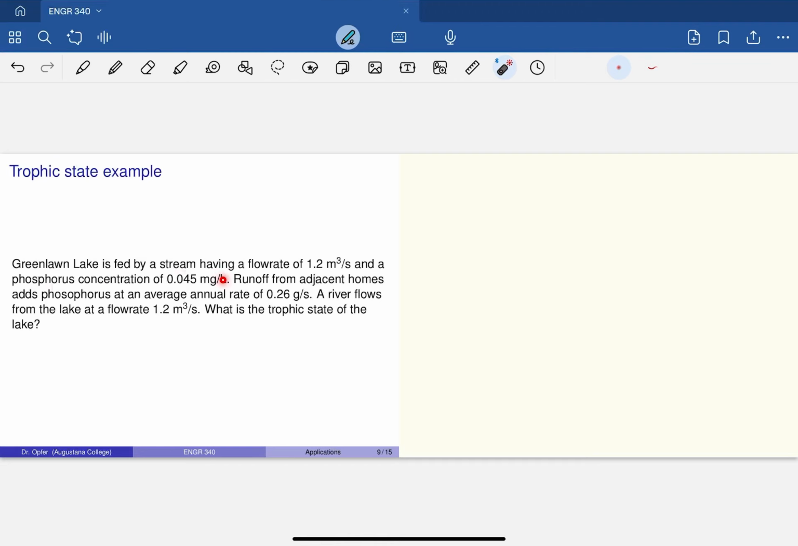Green Lake is fed by a stream having a flow rate of 1.2 meters cubed per second and a phosphorus concentration of 0.045 milligrams per liter. Runoff from adjacent homes adds phosphorus at an average annual rate of 0.26 grams per second, and a river flows from the lake at a flow rate of 1.23 meters cubed per second. What's the trophic state of the lake?